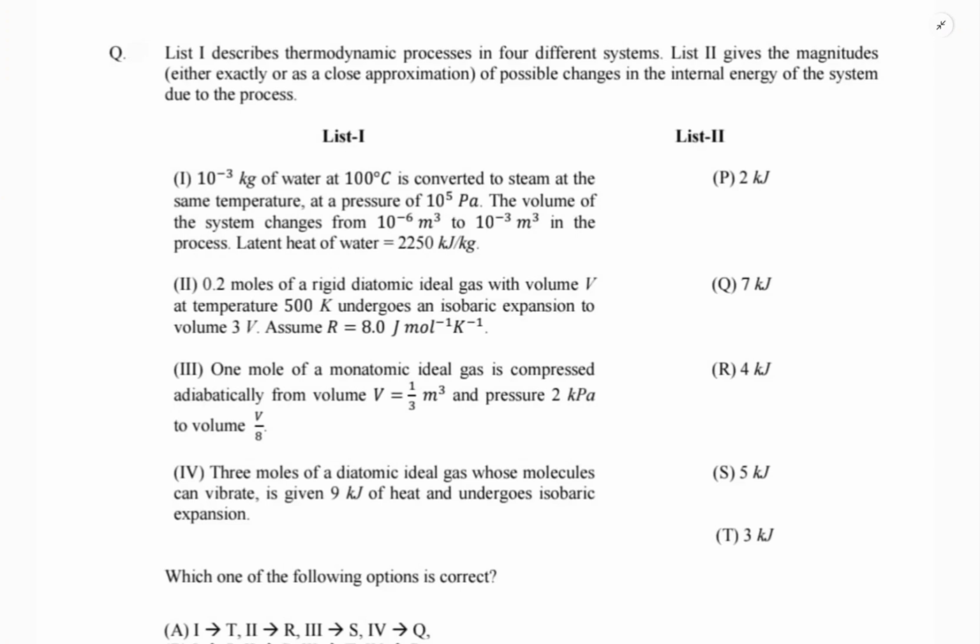So the problem is stating: list 1 describes thermodynamic processes in 4 different systems. List 2 gives the magnitude either exactly or as a close approximation. This is very important. Or as a close approximation of a possible change in the internal energy. So list 2 is just mentioning internal energy change. It is not mentioning anything else but the internal energy change of the system due to the process.